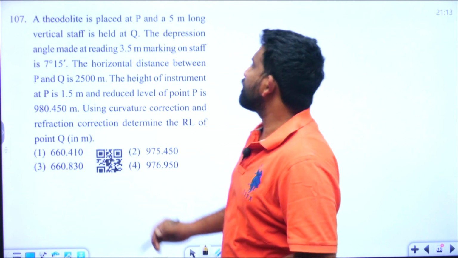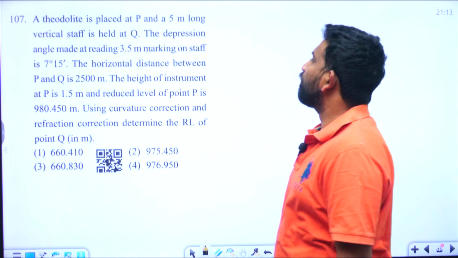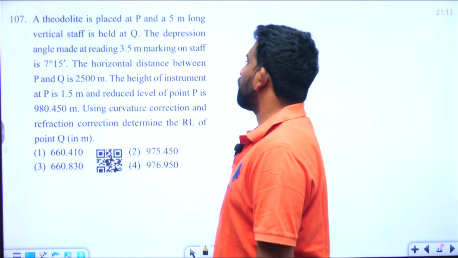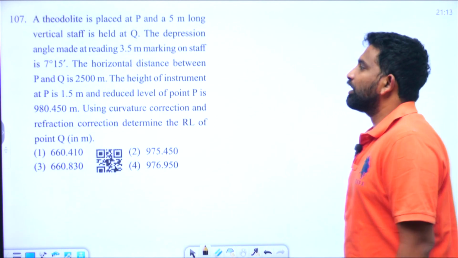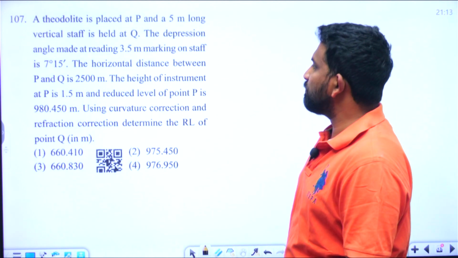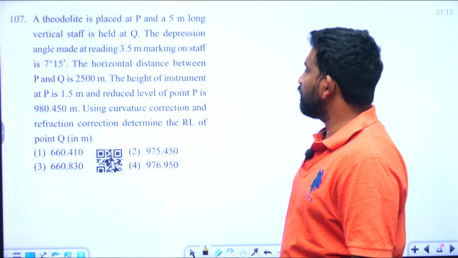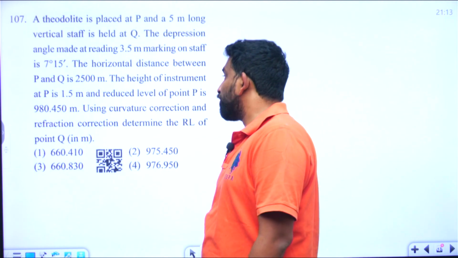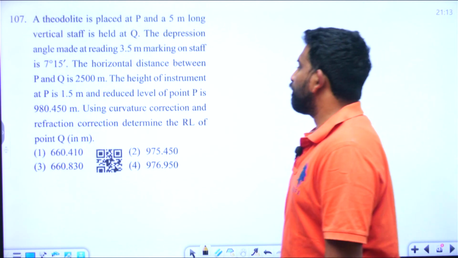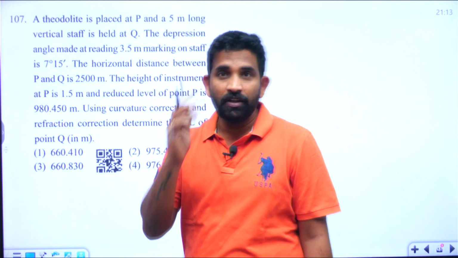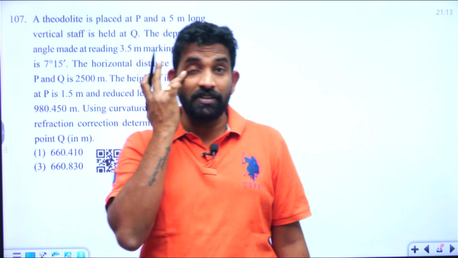Now, if you observe this question, a theodolite is placed at P and a 5 meters long vertical staff is held at Q. The depression angle made at the reading 3.5 meters marking on the staff is 7 degrees 15 minutes. The horizontal distance between P and Q is 2500 meters. The height of the instrument is 1.5 meters and the RL of point P is 980.50. Using curvature correction and refraction correction, determine the RL of point Q. Actually, this is also a kind of previous GATE question.